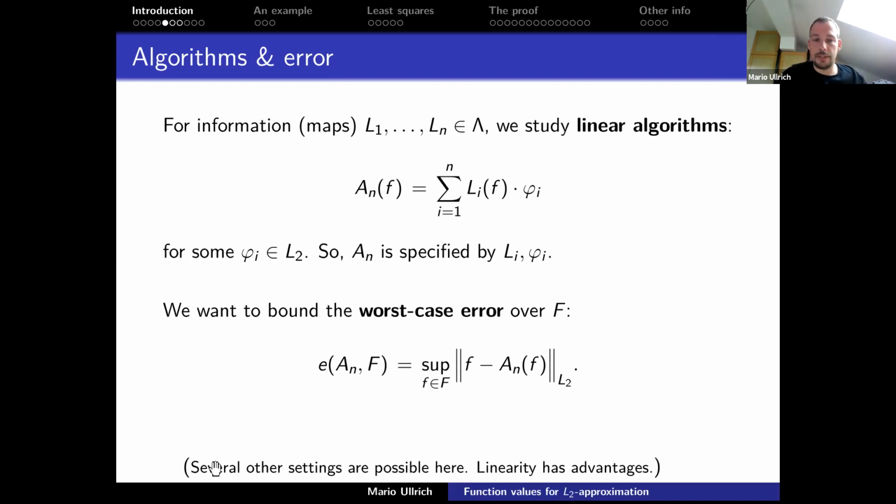Clearly, to say it here, several other settings are possible. So you could think of Lp approximation, you could think of other measures, not the worst case, you could take an average case or probabilistic settings. There are many settings here. I am considering the worst case error. So we really want an error guarantee. We want that the algorithm we use has a guarantee to make a small error if we can bound this one.